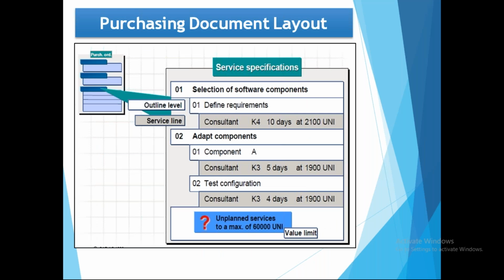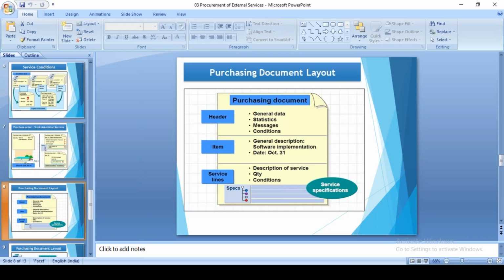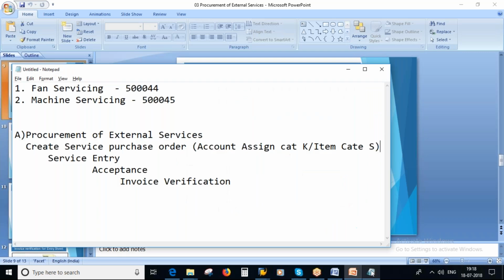So this is how it looks. In the item details, you will enter all the exact work he is going to do, and you can even add unplanned services. Apart from the normal ones, you can add the unplanned ones also. Okay, now let's create the purchase order. I'm creating the service purchase order. The first step, create service purchase order.